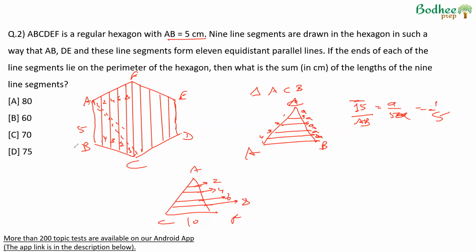So if you look at the length of the lines, AB has length 5. The next, this is 4 plus 2, which is 6. This is 3 plus 4, which is 7. 6 plus 2, which is 8. 8 plus 1, which is 9. And then we have FC.